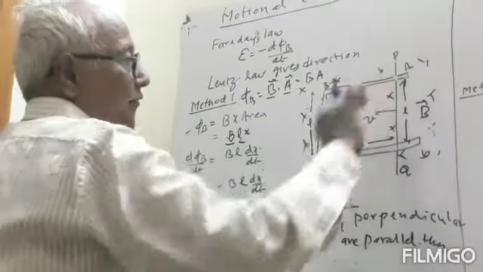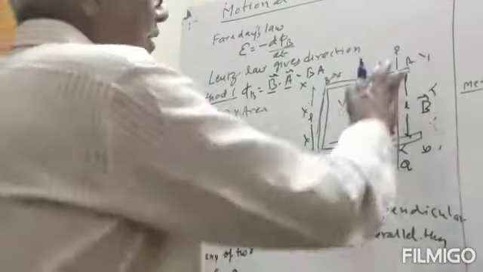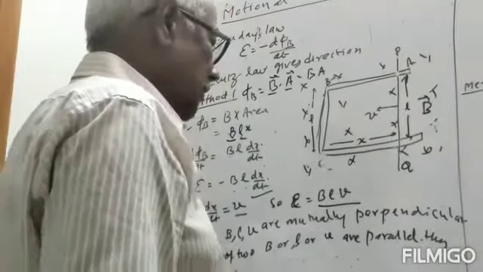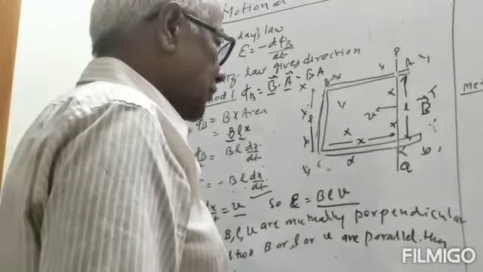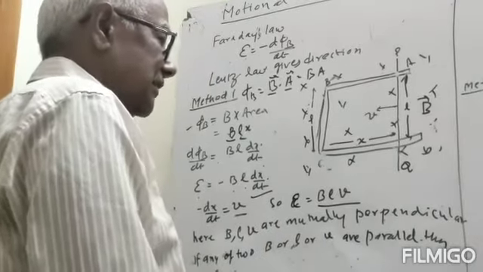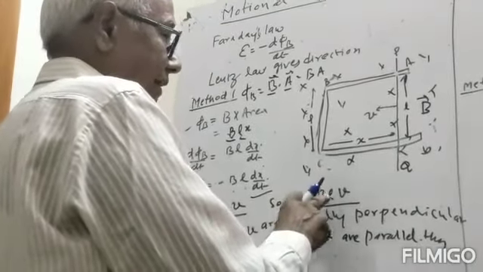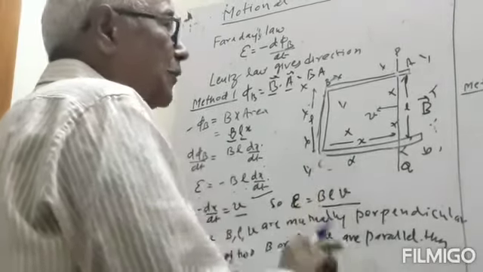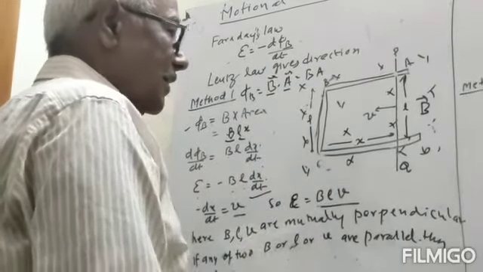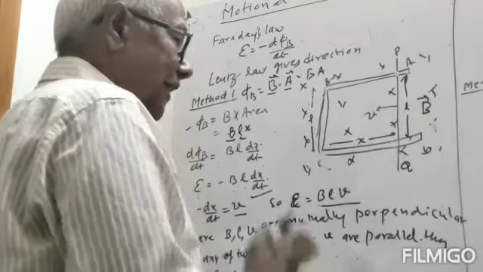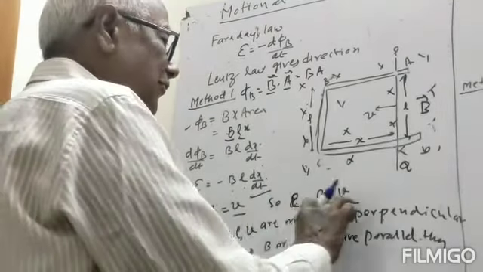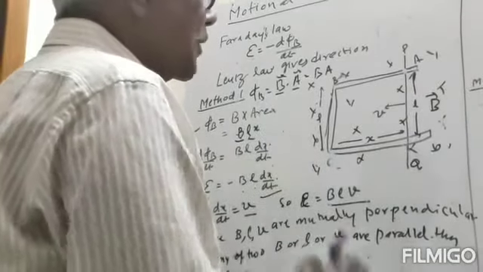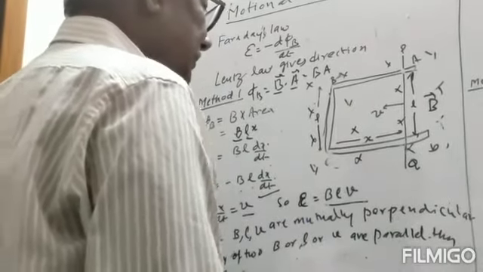So, the EMF will be equal to BLV. So, in this way, we can find the EMF on this wire PQ, and that will be equal to BLV. Now, this holds under the essential condition that the magnetic field B, length L, and velocity V should all be mutually perpendicular to one another. If they are not mutually perpendicular, then we have to take the component. But this is the maximum value of EMF, when B, L and V are all mutually perpendicular to each other.